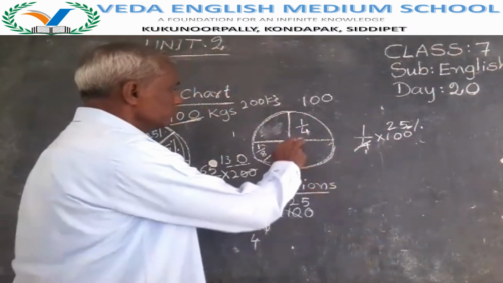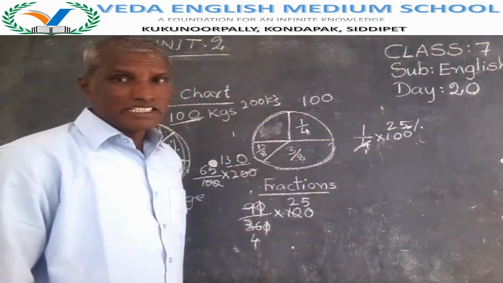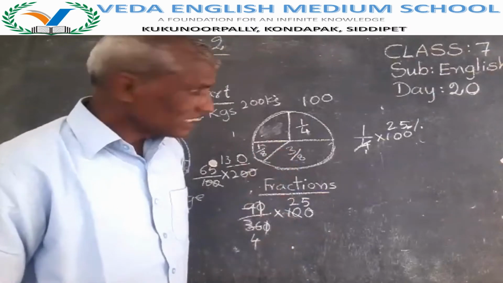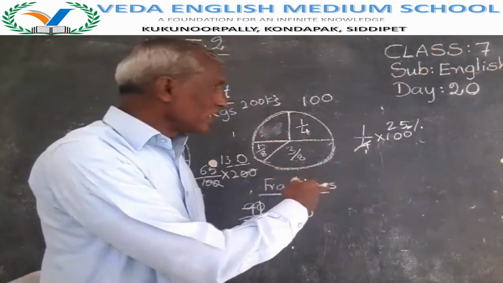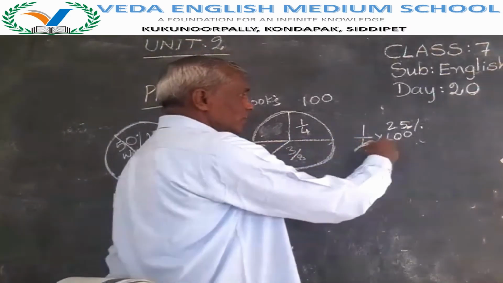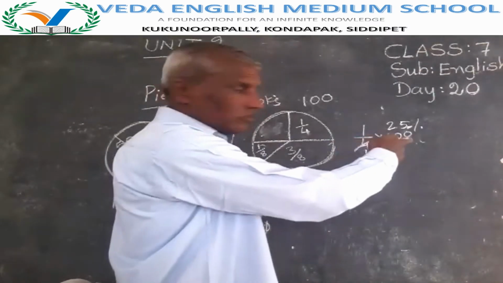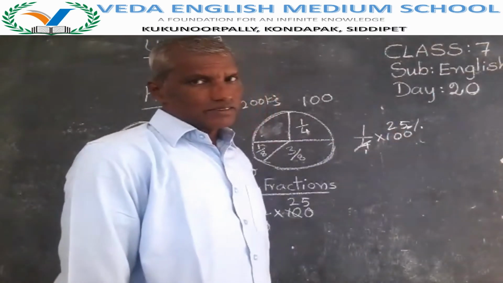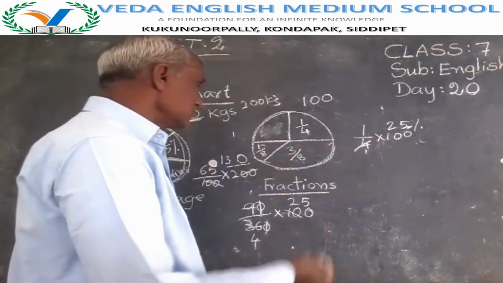So for example, here body's weight is 100. For example, body's weight is 100. If you say 1/4 means what? 1/4 by 100. Okay, into 1/4 by 100 is equal to 25 kgs. Okay, 1/4 of weight is 25 kgs.